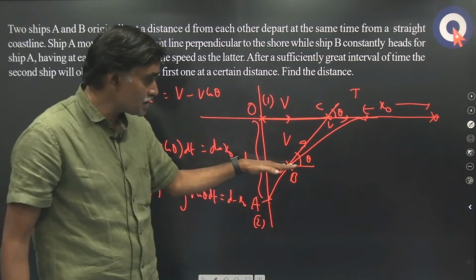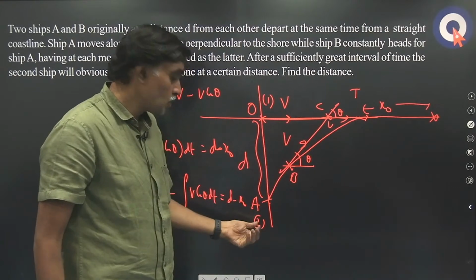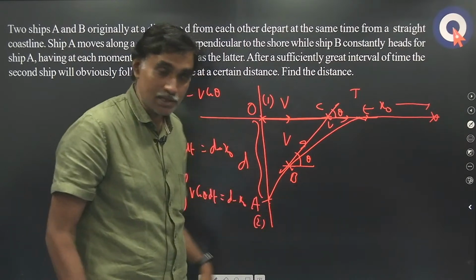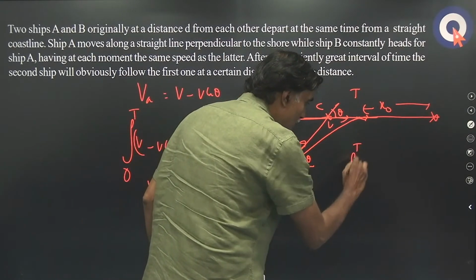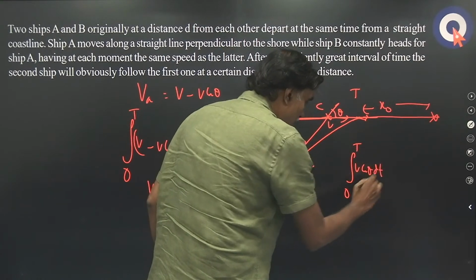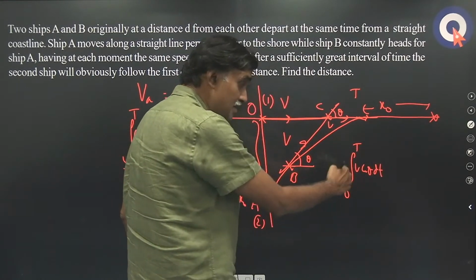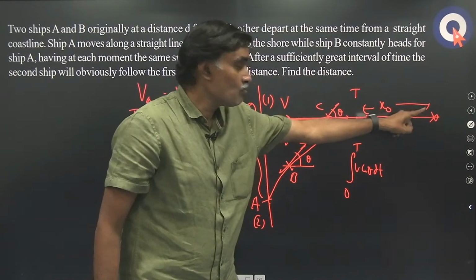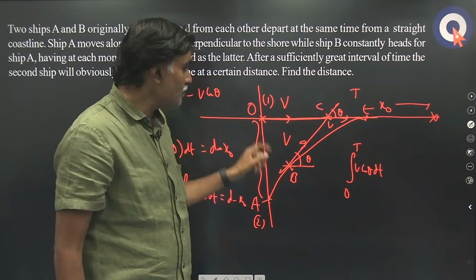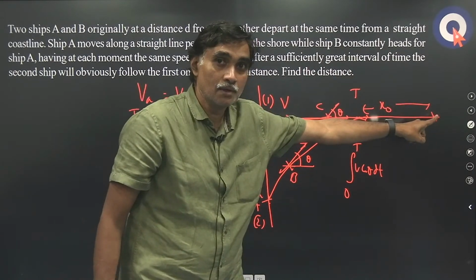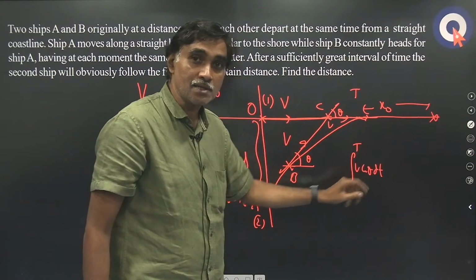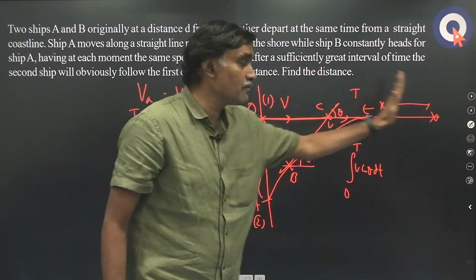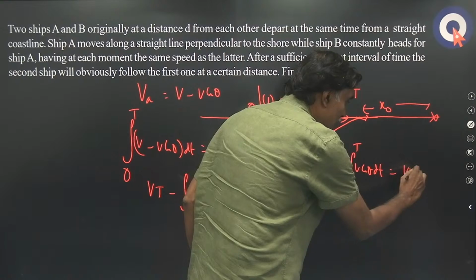Now, V cos theta is nothing but the x component of velocity of ship 2. So, if I integrate the x component of velocity, you will get displacement along the x axis in capital T seconds. So, the integral from 0 to T of V cos theta dt is the displacement of ship 2 along the x axis in capital T seconds. That is how much from this figure? It is displacement of ship 1 minus x naught. In the same time, ship 1 has travelled from here to here. So, what is the displacement of the second ship along the x axis in that time? Displacement of ship 1 minus x naught. The displacement of ship 1 is V capital T, so this is nothing but V capital T minus x naught.